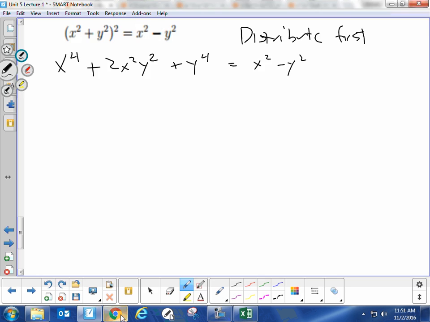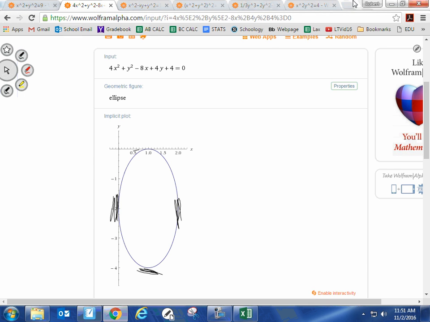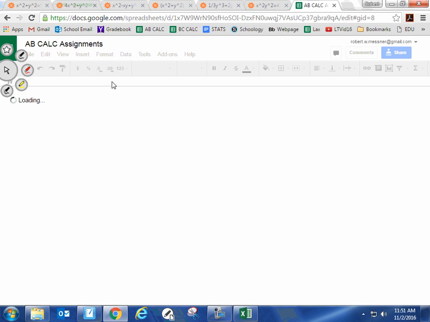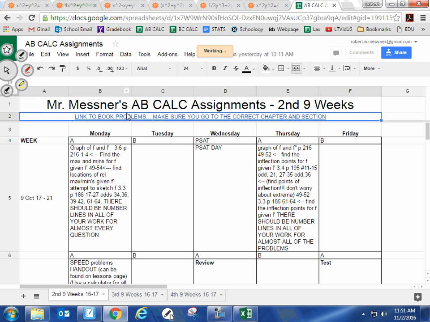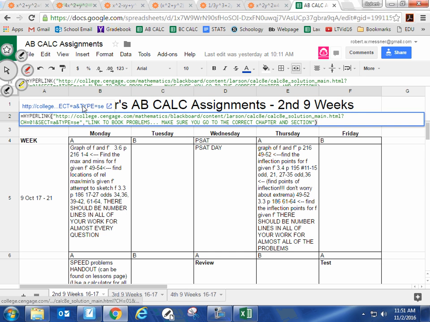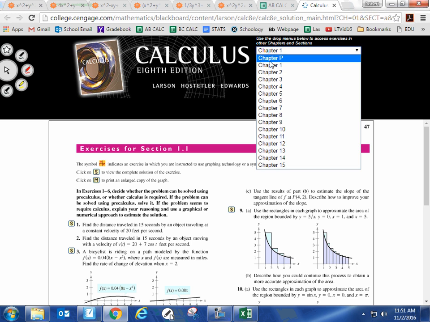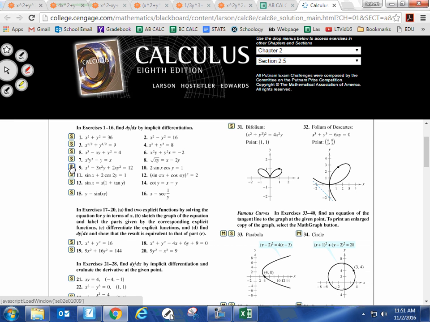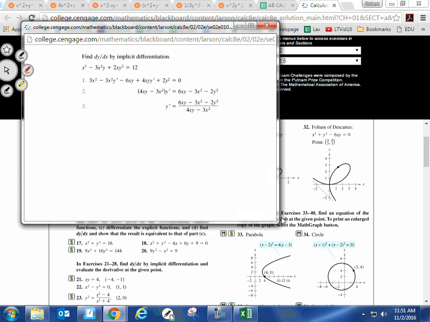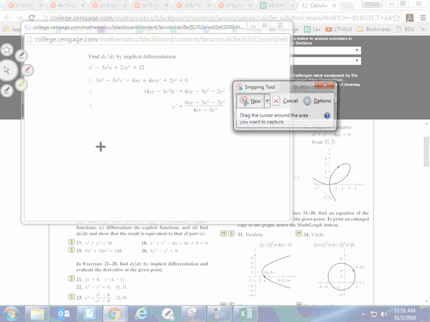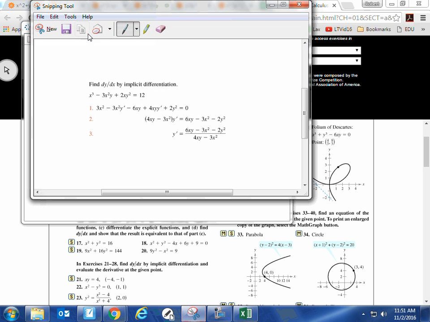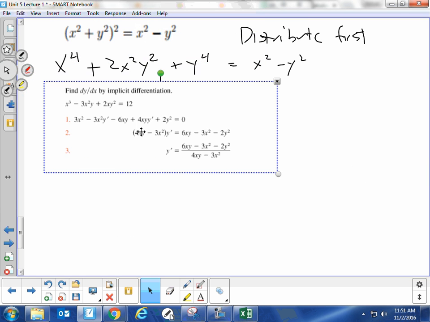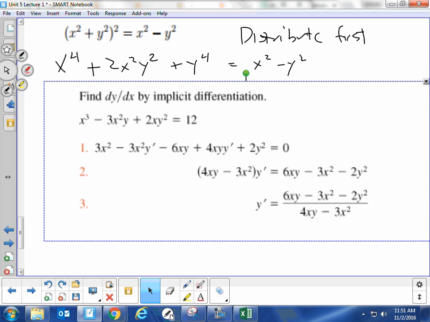Now, for your homework, you will find odd number questions so that you can check your answers, and only so that you can check your answers. We're moving back in time to chapter 2. And what you will notice is they use y prime. Let me just snip this. So they use y prime in their derivative.